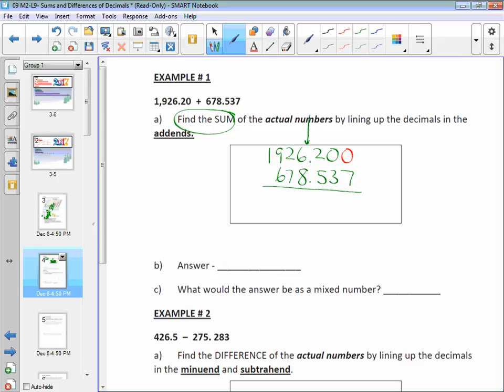0 plus 7. 0 plus 3. 2 plus 5. Remember, all I'm doing is bringing the decimal directly down. I don't need to leap like I do with multiplication. 6 plus 8. 4 carry a 1. 7 plus 2 plus 1. 0 carry a 1. 9 plus 6 plus 1. 6 carry a 1. 1 plus 1.